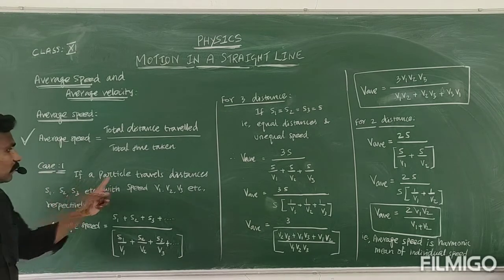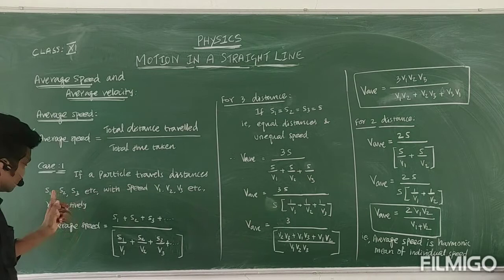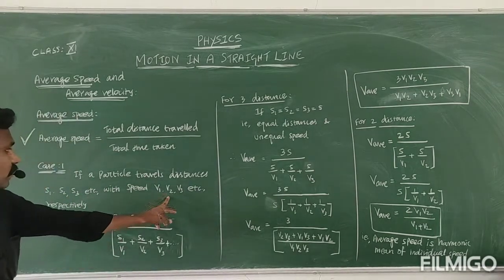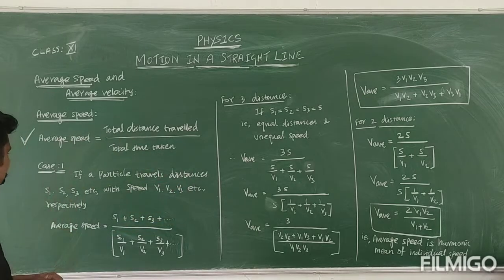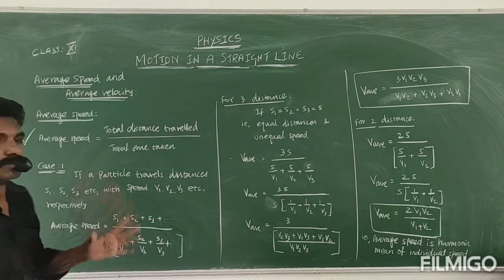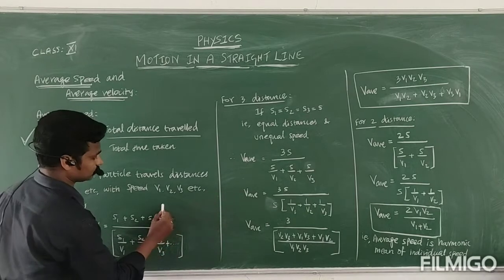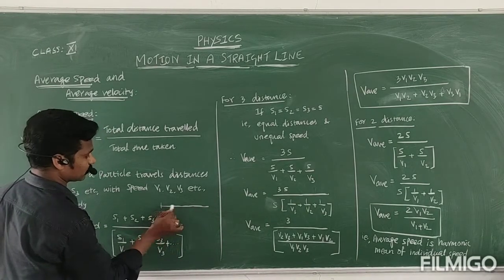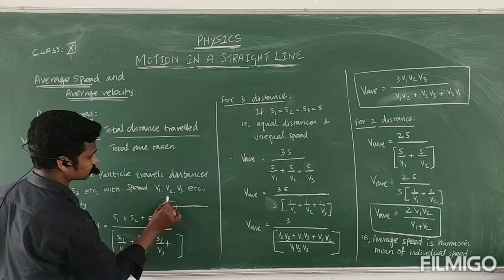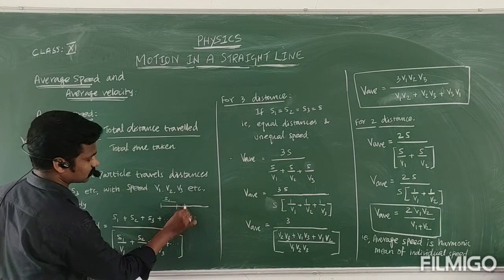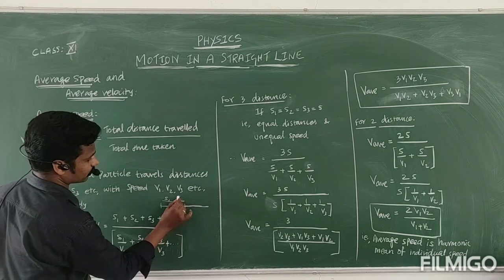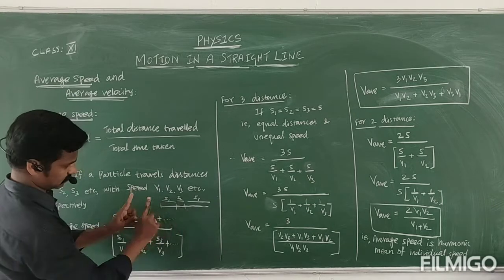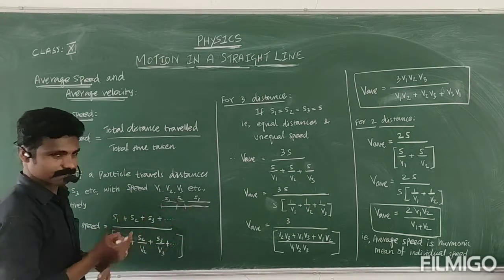See that if a particle travels distances s1, s2 and s3 etc. with the speeds v1, v2, v3, like that it is going separately. So for example, this is the road. Maybe this is s1 distance, this is s2 distance, then this is s3 distance. Uneven distance. s1, s2, s3 are different distances.